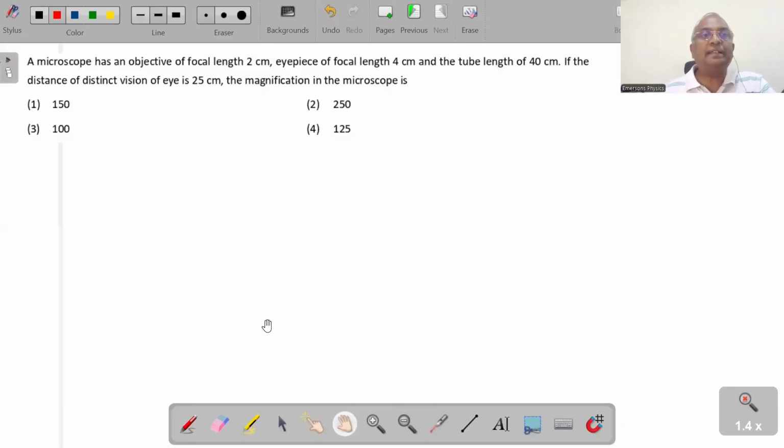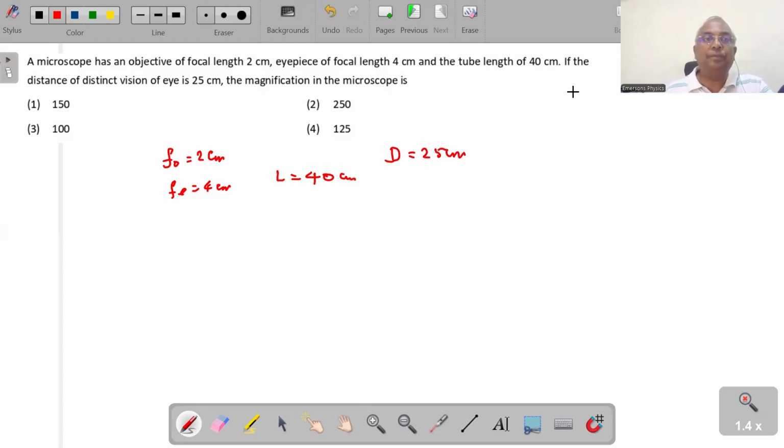A microscope has an objective of focal length 2 centimeter, and the focal length of the eyepiece is given as 4 centimeter, and the length of the tube is given as 40 centimeter. If the distance of distinct vision D is 25 centimeter, find the magnification of the microscope.